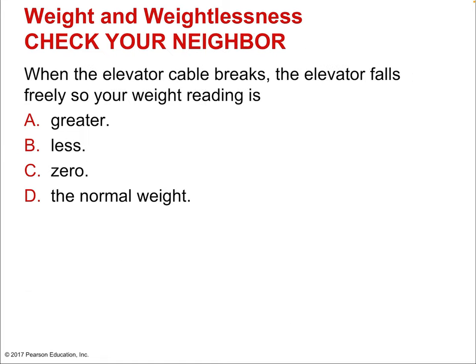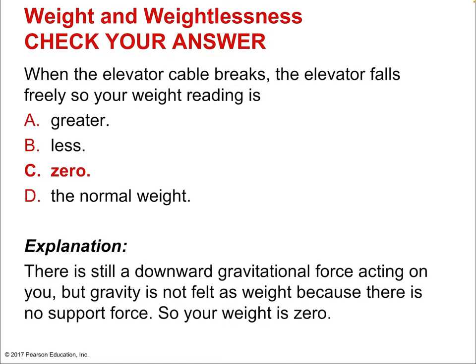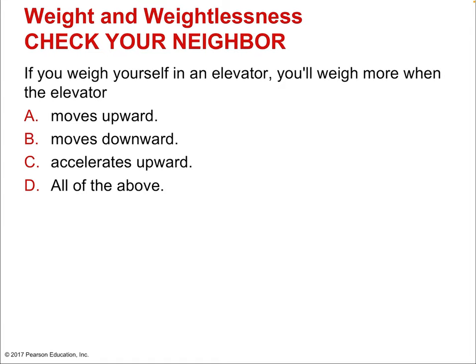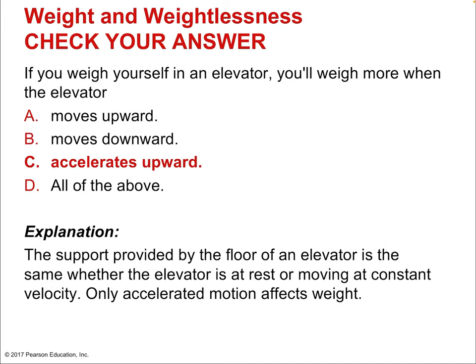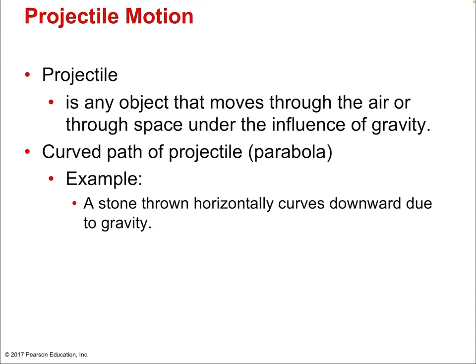When an elevator accelerates downwards, your weight is less. When the elevator cable breaks, the elevator falls freely. So now your reading is, you got it, zero. You're weightless. So if you weigh yourself in an elevator, you'll weigh more when the elevator is what? Let's phrase it a different way. Accelerates upwards. Notice that moves upwards is not enough. Neither is moves downwards, because moves could imply constant velocity, and constant velocity doesn't affect your weight. Only acceleration does.